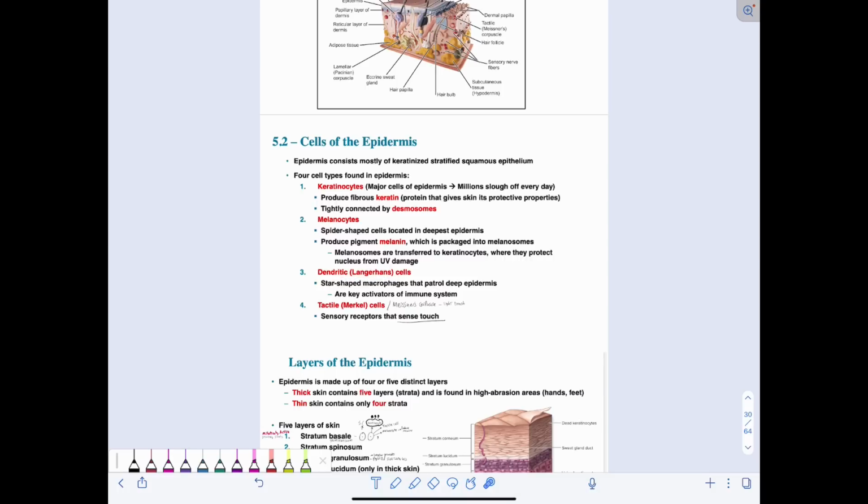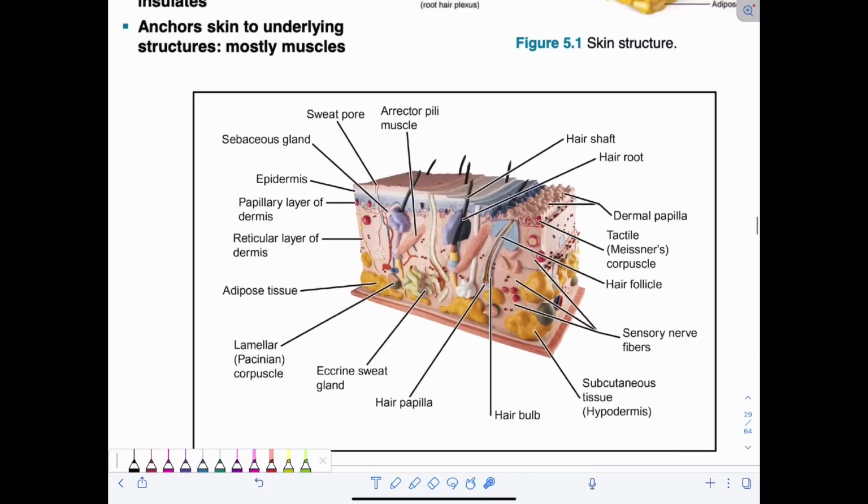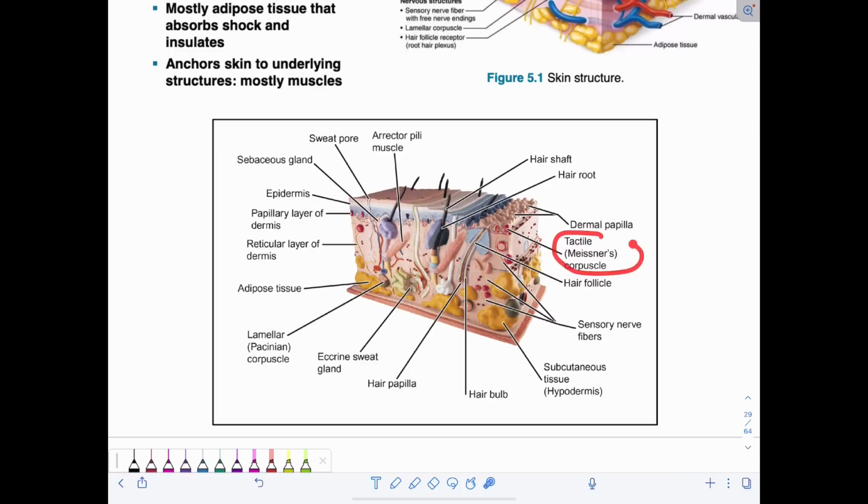And then there are tactile cells, also known as Meissner corpuscles, or Merkel cells. These are there for light touch sensation. They're sensory receptors that sense touch. So you can see the tactile Meissner corpuscles here. They are in this region of the dermal papillae.